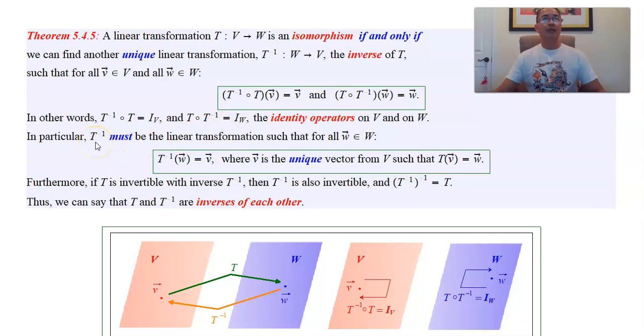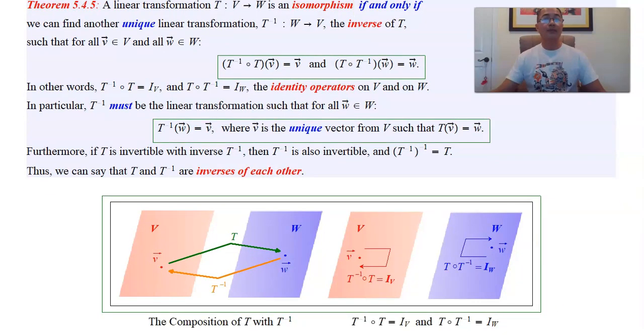Okay? So in particular, T inverse must be the linear transformation so that for all W in the codomain, T inverse of W is V, where V is the unique vector from the domain so that T of V is this W. Furthermore, if T is invertible with inverse T inverse, then T inverse is also invertible, and T inverse inverse gives you back T. Sounds just like something you saw all the way back in chapter 0. X inverse inverse takes you back to X. So thus we say that T and T inverse are inverses of each other.